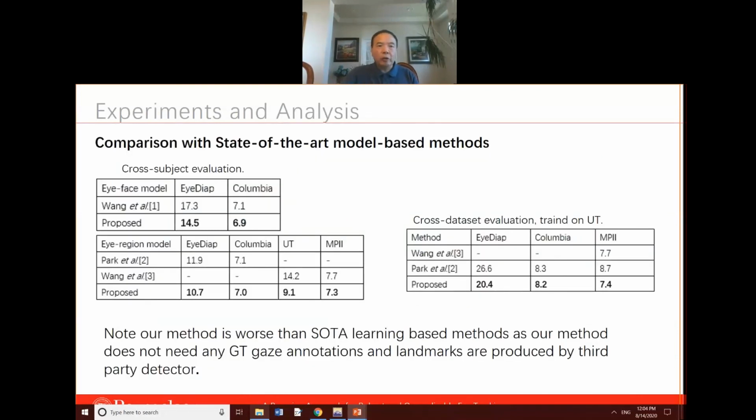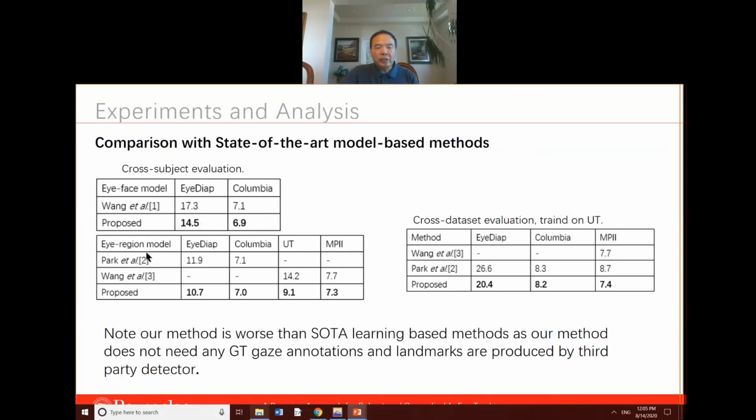So now we are going to show the result comparison with state-of-the-art model-based methods. Here I only focus on comparison with the model-based method. As you can see, first is within data set, but cross-subject evaluation. And we compare with this one method, which is based on facial landmarks. And this is the performance of Wang's method on the EYEDIAP data set. And this is ours. So you can see the improvement is quite significant. It's almost 3 degrees improvement. And this is the improvement of our method over Wang's method on the Columbia dataset. This improvement is not as significant. So this again shows that the improvement over the state-of-the-art model-based method is more significant on more challenging datasets.